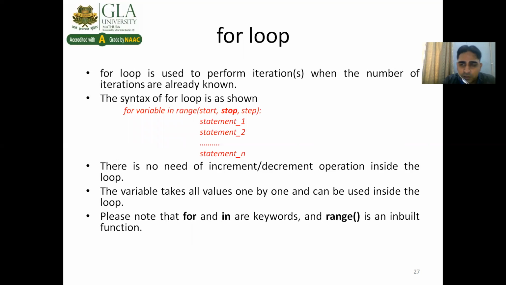The for loop is the same as the while loop because it also goes for iteration multiple times. But in this case, we actually know how many times the loop is going to be executed. In the while loop, we did not know how many times the loop is going to be executed. So the syntax for the for loop is: for variable in range, the value of start, the value of stop, and the value of step, and then the statements in the block. Right? There is no need of any increment or decrement in this case. And for and in both are keywords, and range is an inbuilt function.